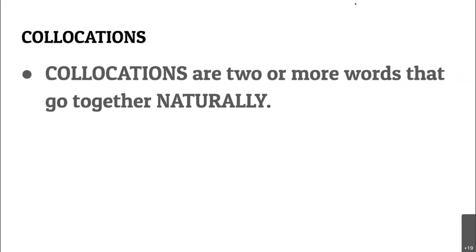Now, in language, co-locations are when we have two or more words that go together. But notice this last word, naturally. They go together naturally. Now, you might say, Mr. John, what does that mean? Does that mean I'm outside in a park? Is that nature? No. Naturally means that they go together and people use them and everybody understands them.